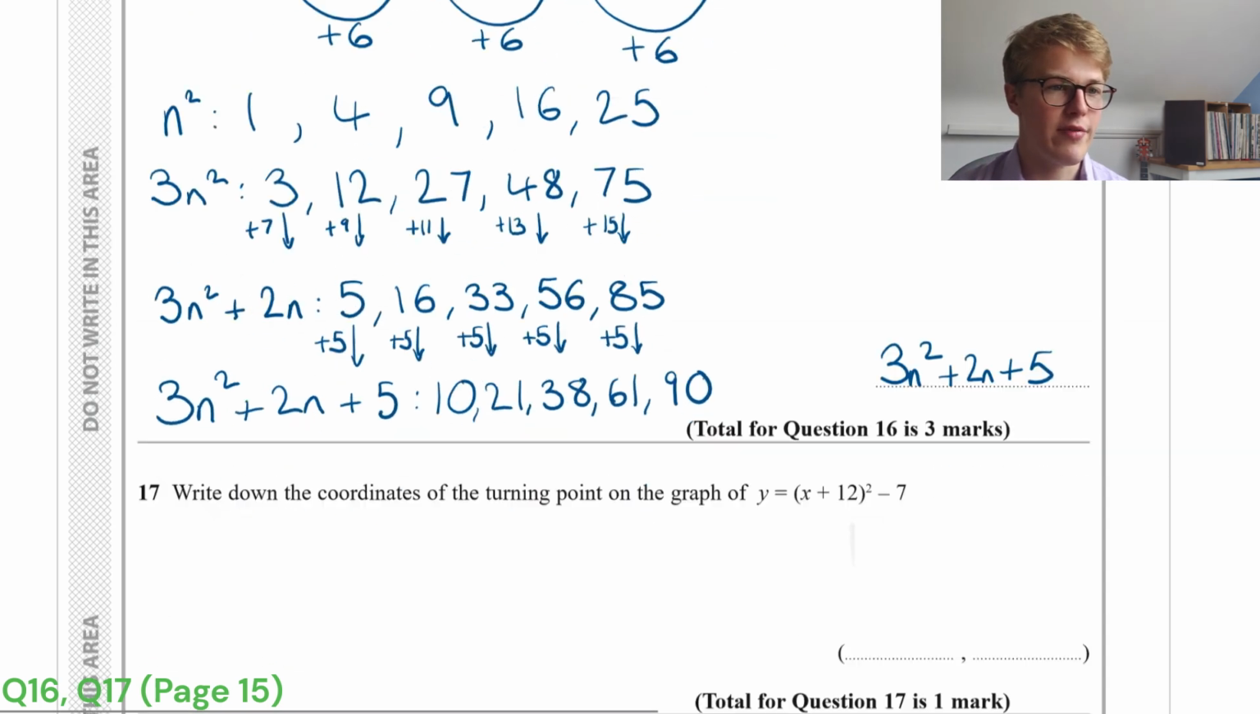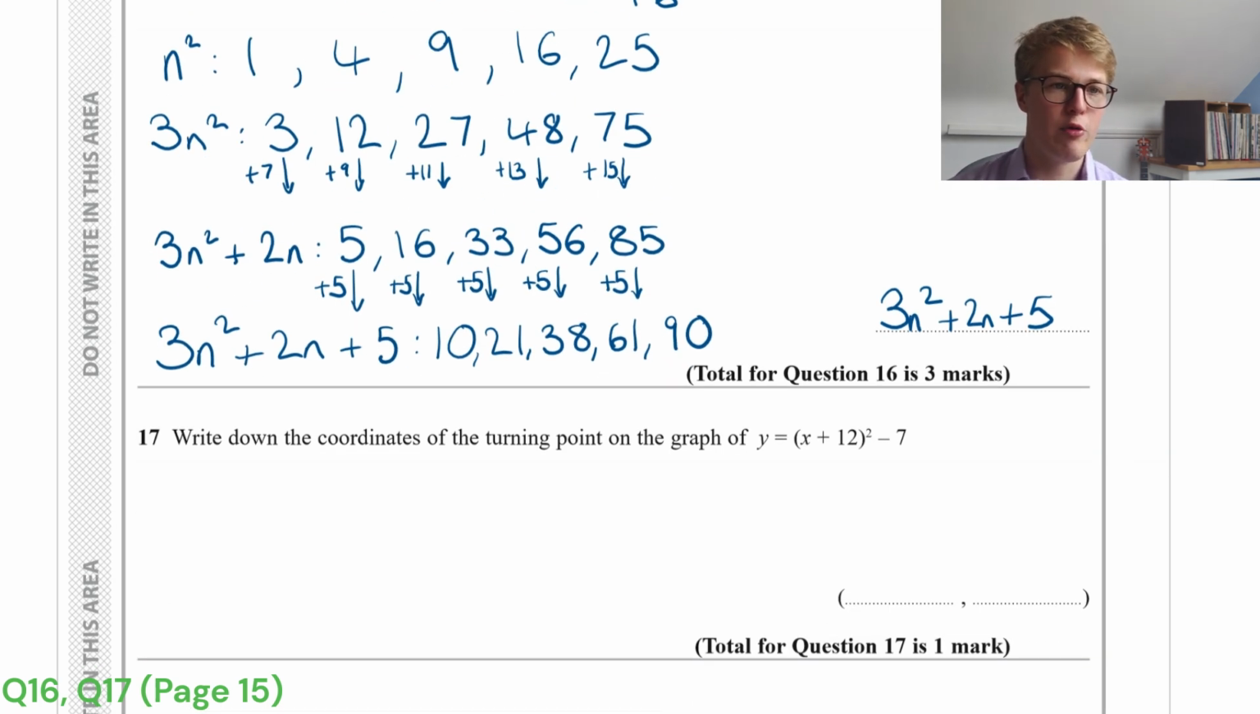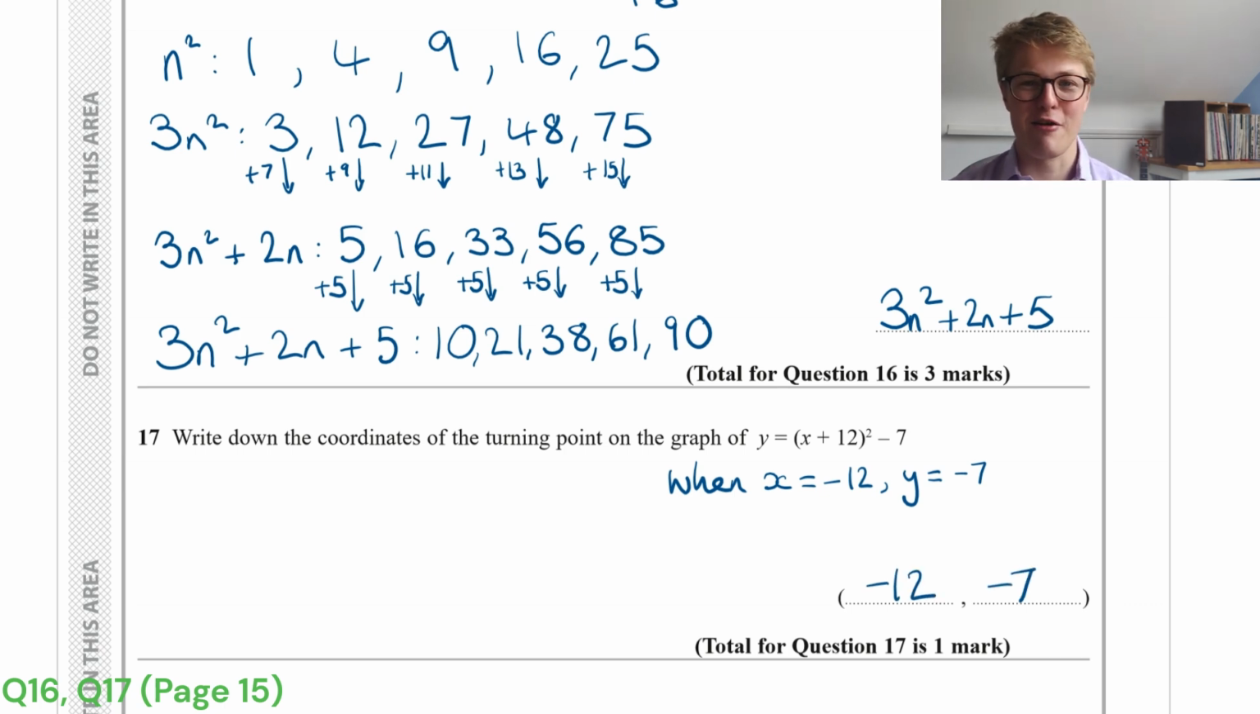Write down the coordinates of the turning point on the graph of y equals (x plus 12) squared minus 7. So here they've completed the square, which means our turning point is going to be when x is minus 12 and when y is minus 7. So minus 12, minus 7 is our answer.